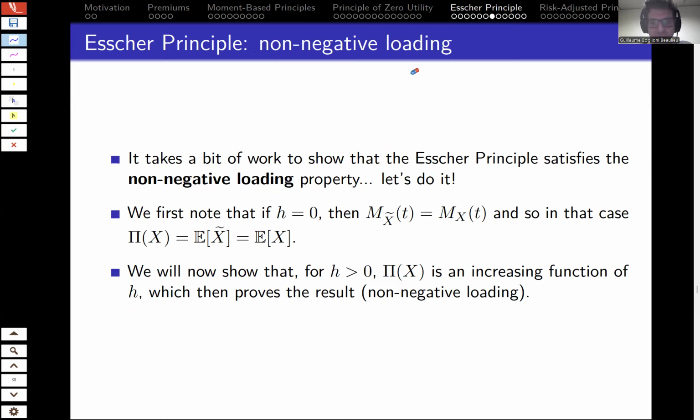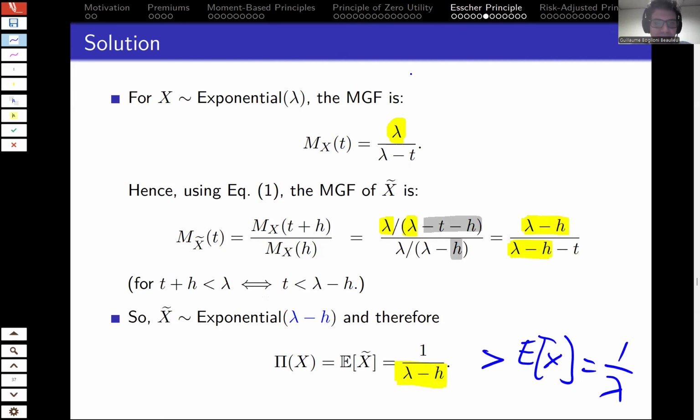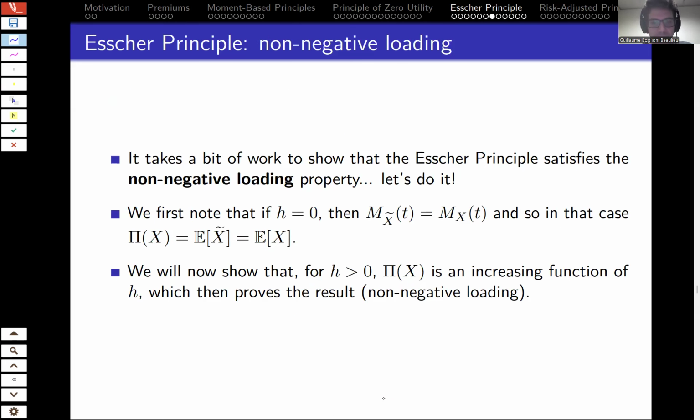That makes sense overall. And I kind of said that this should be the case because I said that x tilde is riskier than x. So we expect the expected value of x tilde, which is the premium, to be bigger than the expected value of x, but we haven't proven it. So now we spend a bit of time to do it.